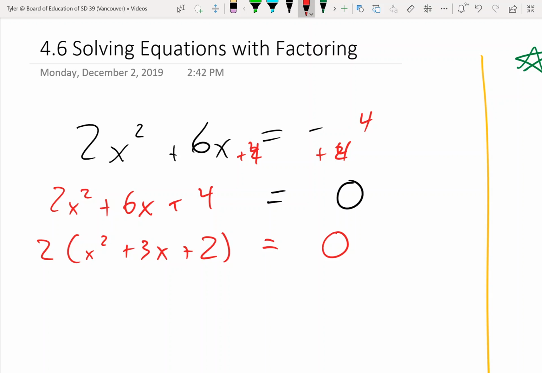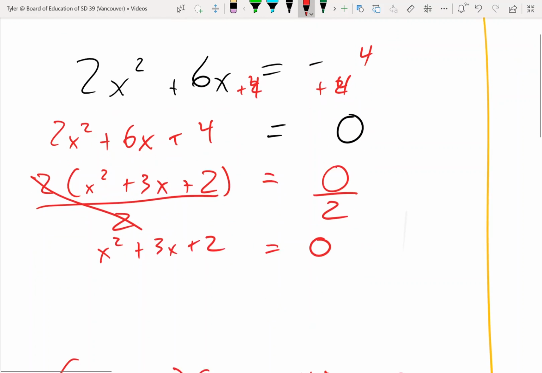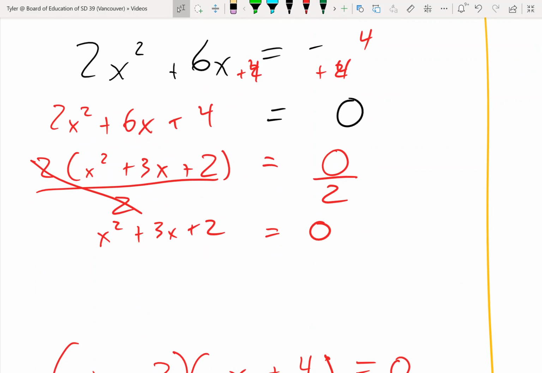Now, because this side is multiplied by 2, if I wanted, I could divide this side by 2, and this would cancel out. But I'd have to divide on this side too. What's 0 divided by 2? Still 0. So we're left with x squared plus 3x plus 2. This can actually make questions easier to write because you can get rid of stuff like common factors. Now I can factor this. I'm just going to do it fast. It's going to be x plus 2, x plus 1 equals 0. Cool. So that's fully factored.